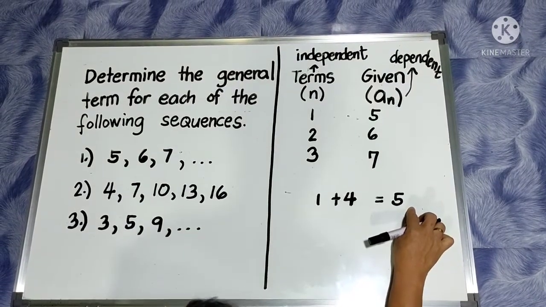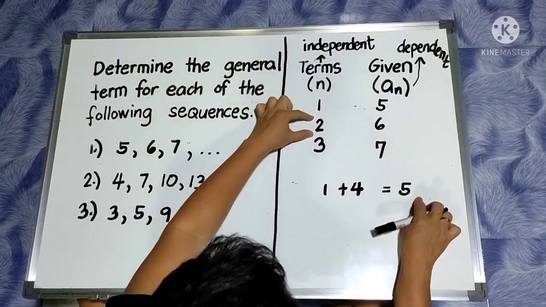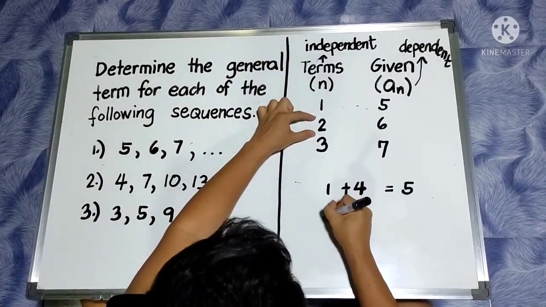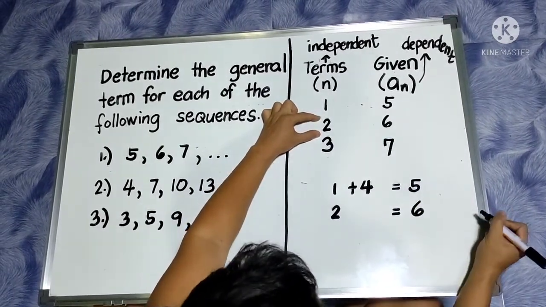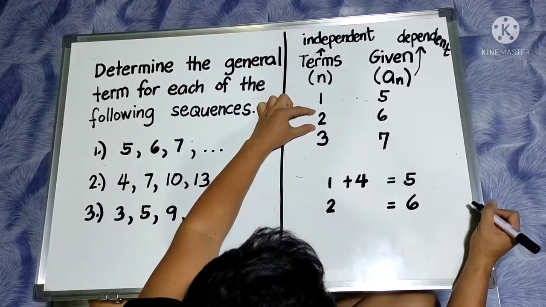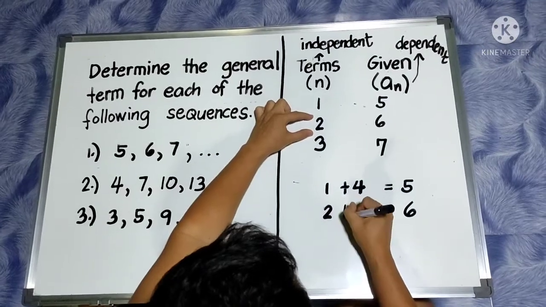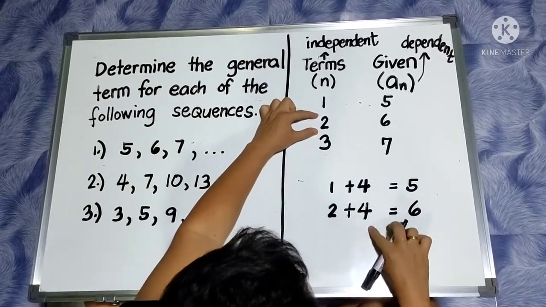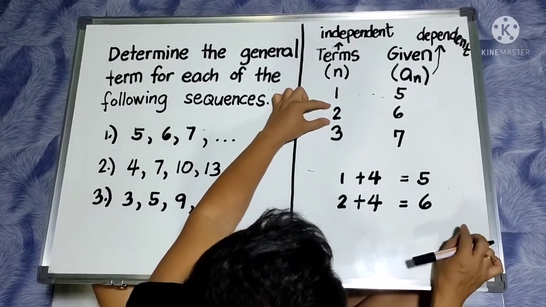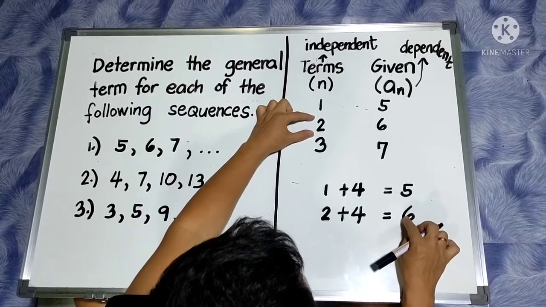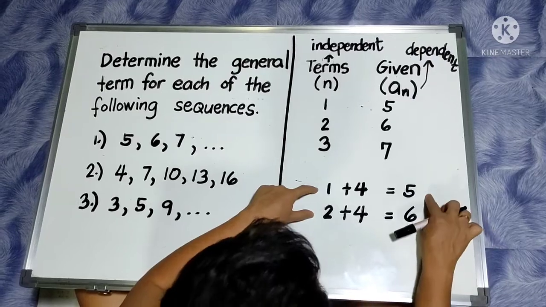Let us check if it's still true to the second term. So what is your second value of n? 2. We need to produce 6. Let us check if adding 4 will give us 6. 2 plus 4. Is it equal to 6? The answer is yes. So that means adding 4 to your n is true for the first term and the second term.